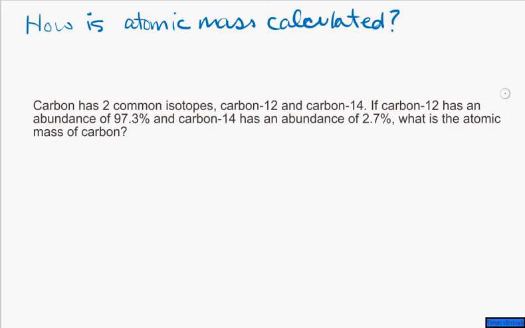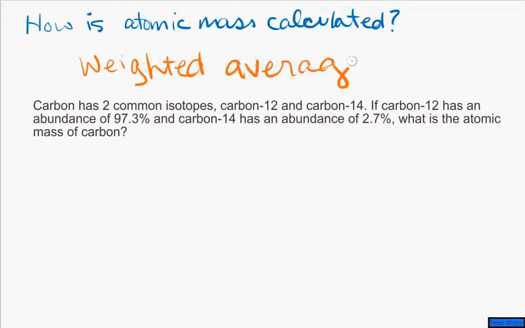Let's take a look at how atomic mass is calculated. Most of the time, we think of an average as a straight average, meaning we add all the values up and then divide by the number of values we had. Atomic mass, however, is a weighted average. That means we need to take care of what percent abundance there is, or what percent each value contributes to the average. Let's take a look at a problem and work our way through it.